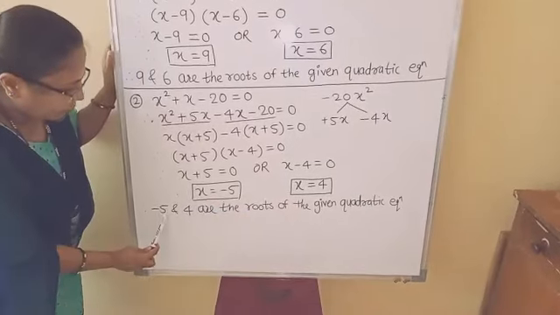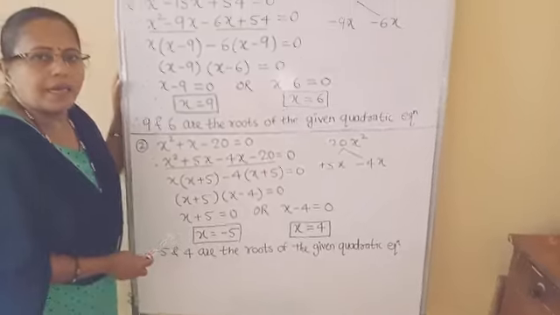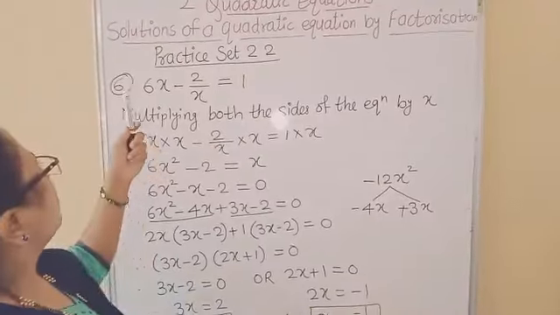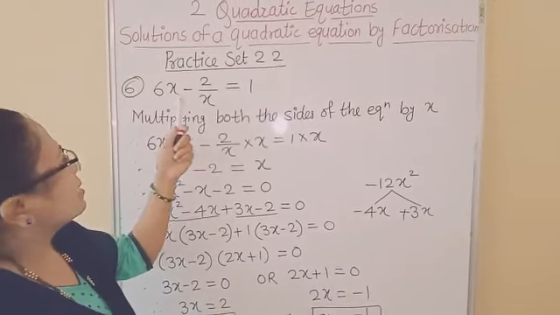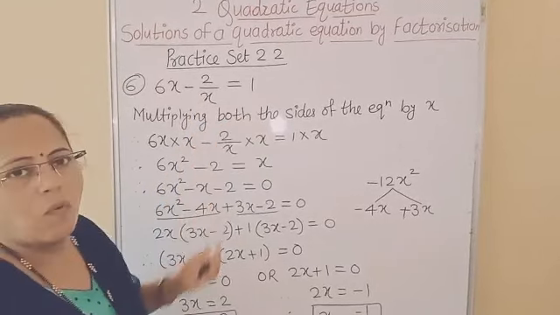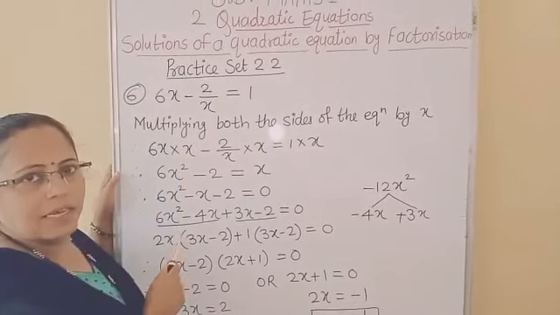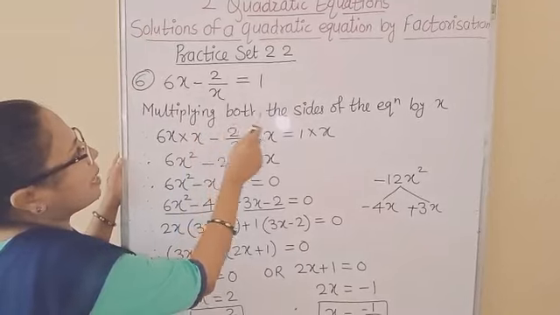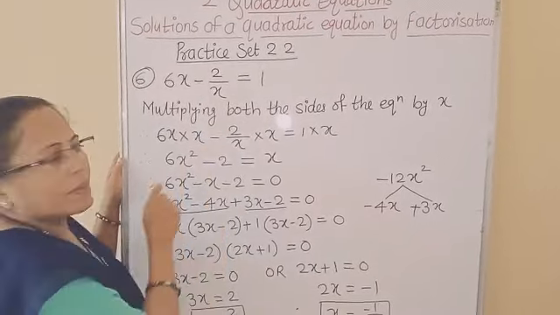Therefore, minus 5 and 4 are the roots of the given quadratic equation. Followed? Now we will solve example number 6. 6x minus 2 upon x is equal to 1. Student, first we will convert this equation into the standard form. For that, we will multiply both the sides of this equation by x.